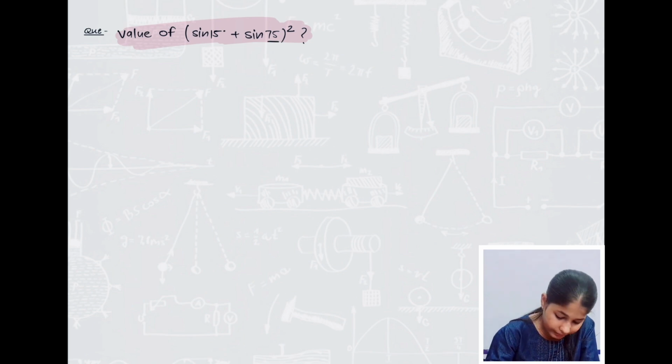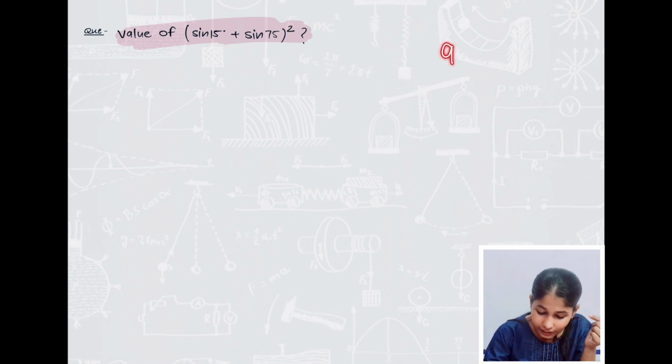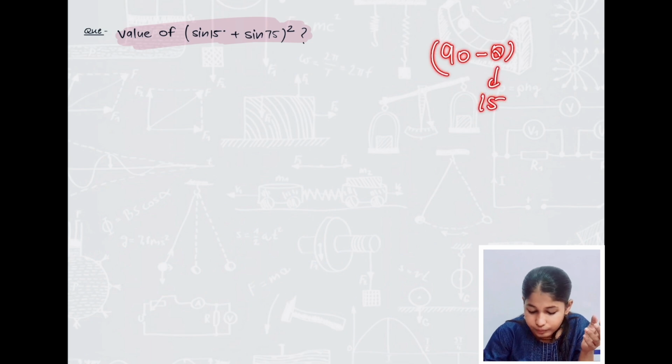Can you find that this angle, this 75, you have to focus on this 75 number. Is this less than 90? Yes, of course. And what is the difference? If you subtract, what will you get? You will get simply 15. And can you see 15 here? So can you write it in the form of 90 minus theta, where theta will be 15?